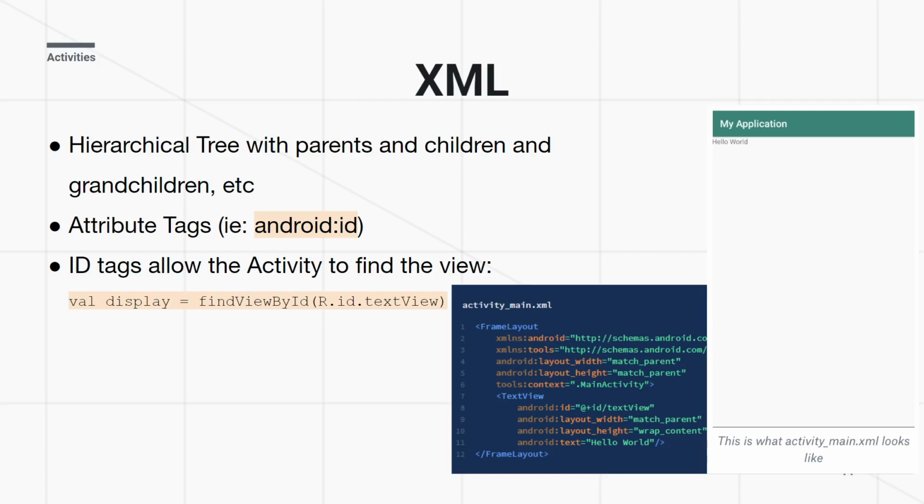XML is the file type that layouts are written in, and it uses opening tags and closing tags, a sort of code language, if you will. Something very important to note is that each view that you define will have an ID. If you can see down here, we have an ID called idTextView. This ID is how you will be communicating between your code and your layouts.